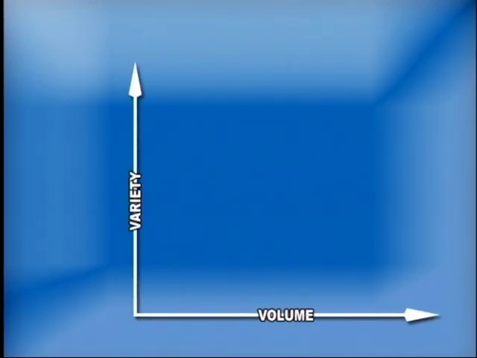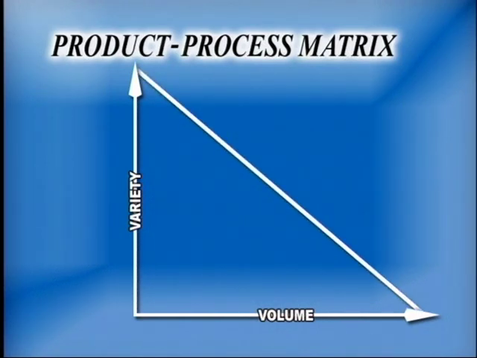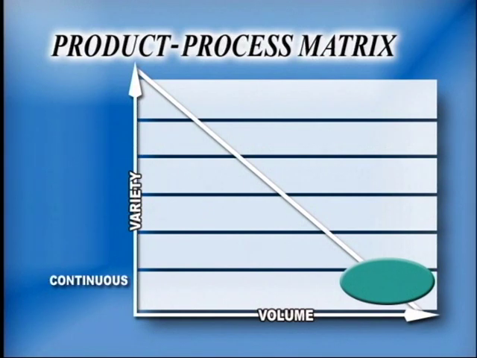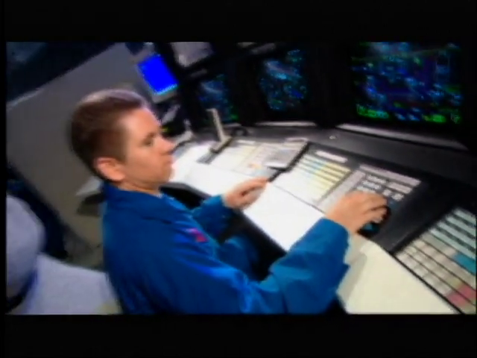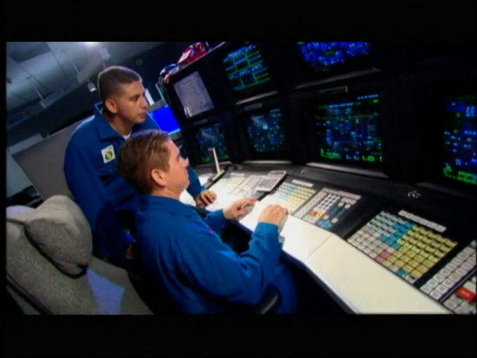These two main factors, variety and volume, may be seen as the vertical and horizontal axes of a graph. The result is called the product-process matrix. The most efficient production or manufacturing processes are found along the diagonal points on the graph. When a very standardized product is needed in very large volumes, a continuous process is the best manufacturing choice. This process uses highly specialized equipment with very little flexibility and is almost completely automated.